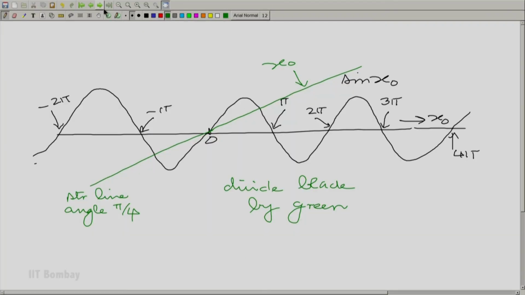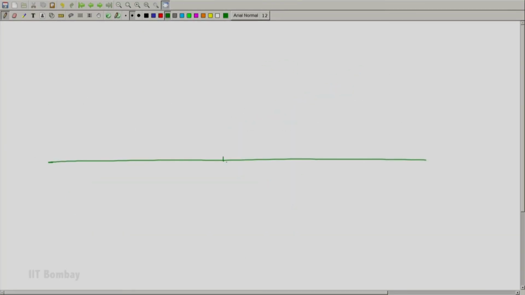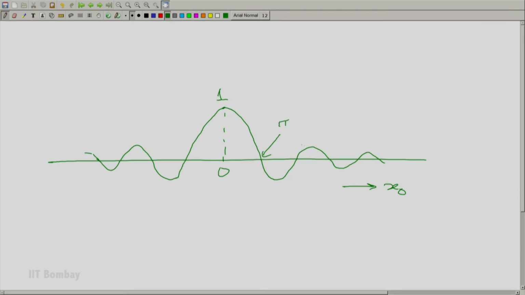So, let us complete this session by drawing sin x by x and coming back to it in the next session. So, let us draw sin x by x in total. Sin x by x is going to look like this. It is going to be 1, as you know, at the point 0, and then it is going to have oscillations that become smaller and smaller, with nulls at all multiples of pi. Now, we will use this in the next session to draw some conclusions about the quantity that we are trying to evaluate. Thank you.